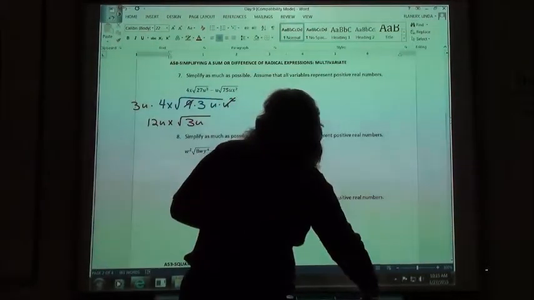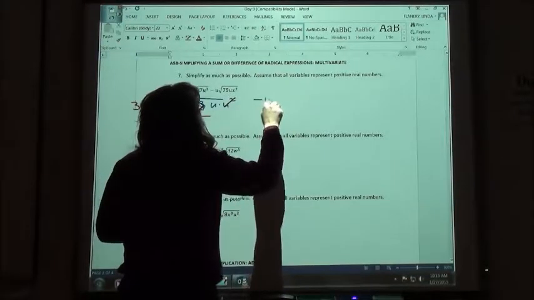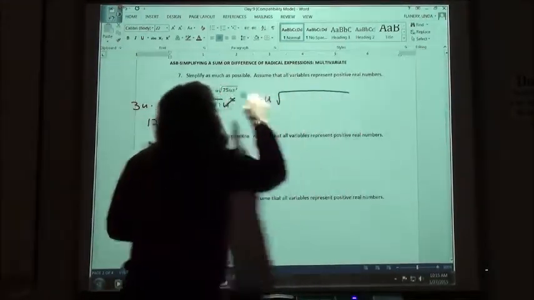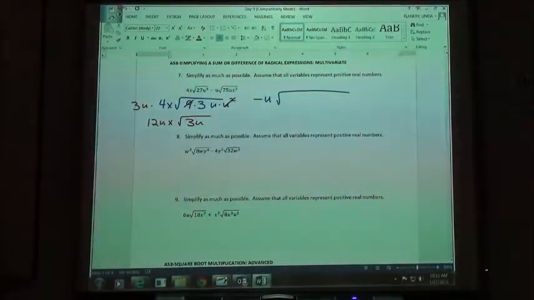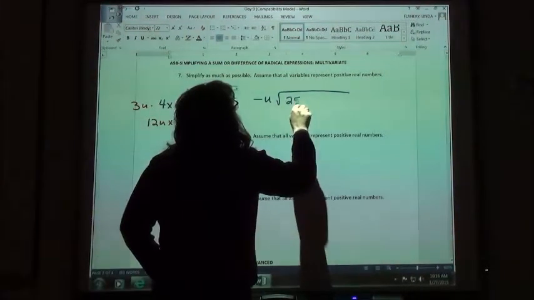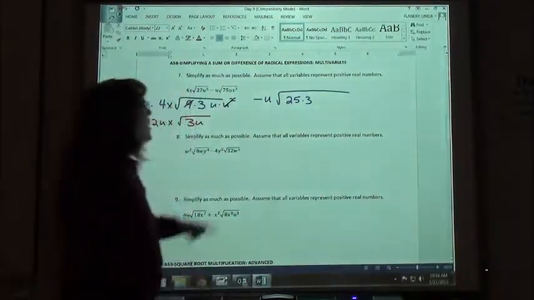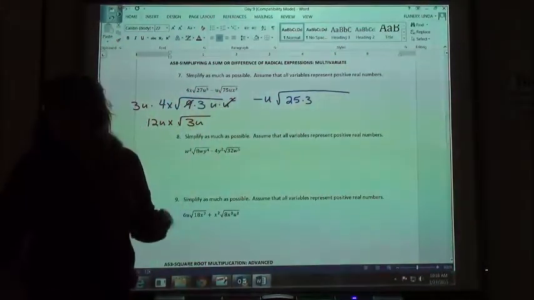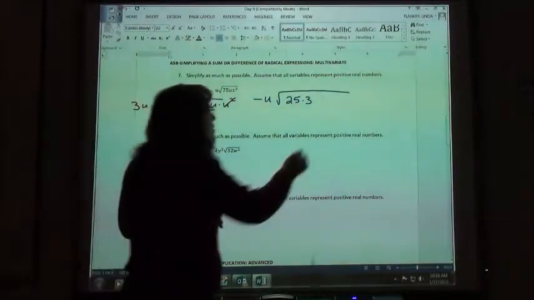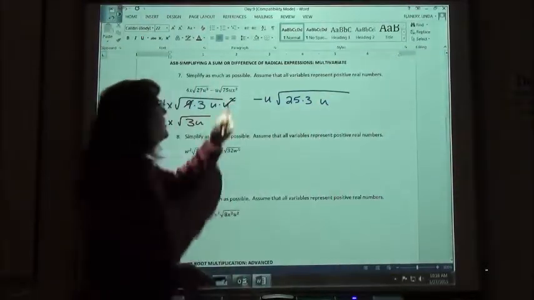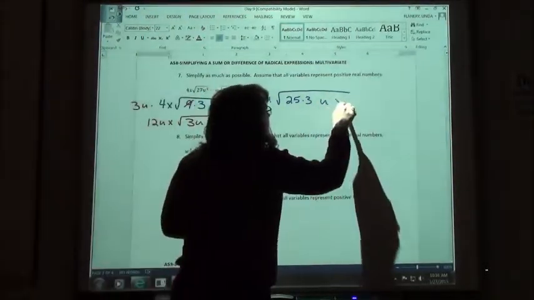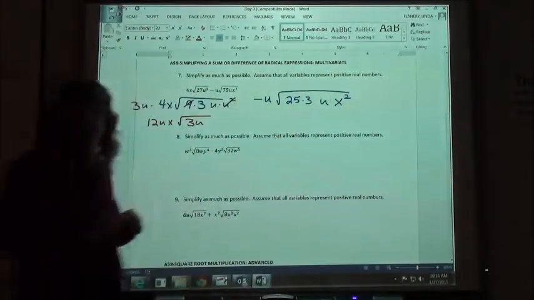Now on that other one, we've got a minus u out in front, and then we have to simplify the square root of 75ux squared. 75 can be factored: 25 and 3, so 25 times 3. We can't do anything with the u, even though it's odd, so we're going to leave the u. And then we have an x squared, which is already even, so we're going to leave the x squared.